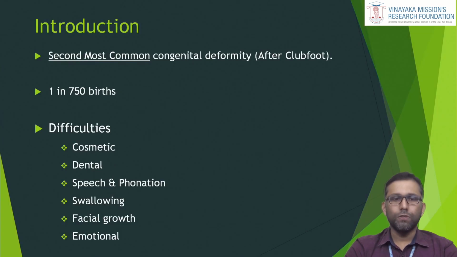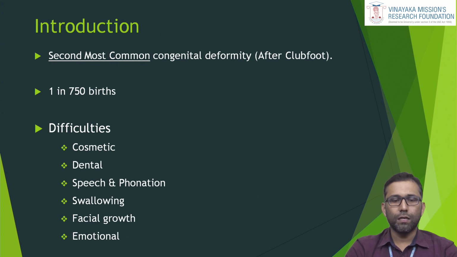The first slide will show the epidemiology, how common cleft lip and palate is. According to the literature, it is the second most common congenital deformity, after clubfoot. It occurs in 1 in 750 births. That means if 750 children are born, you will see either a cleft lip or palate in one child.